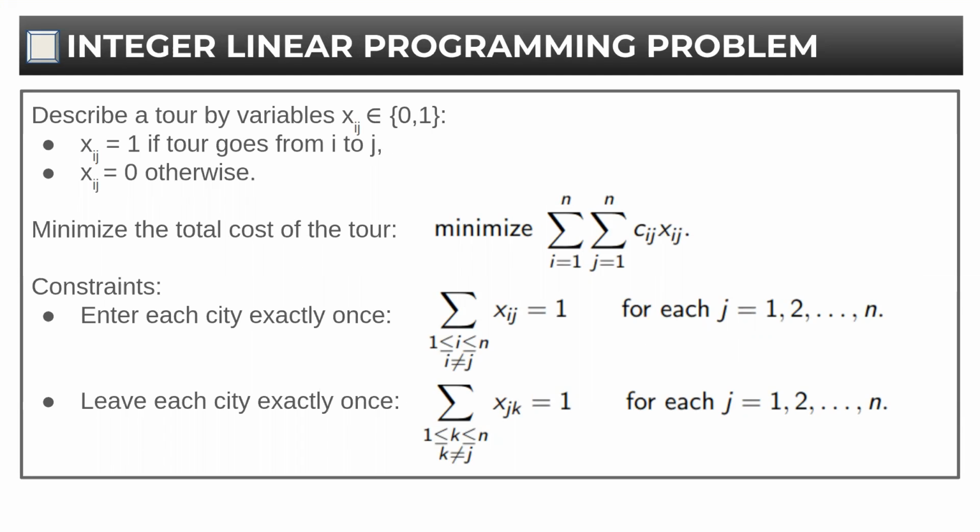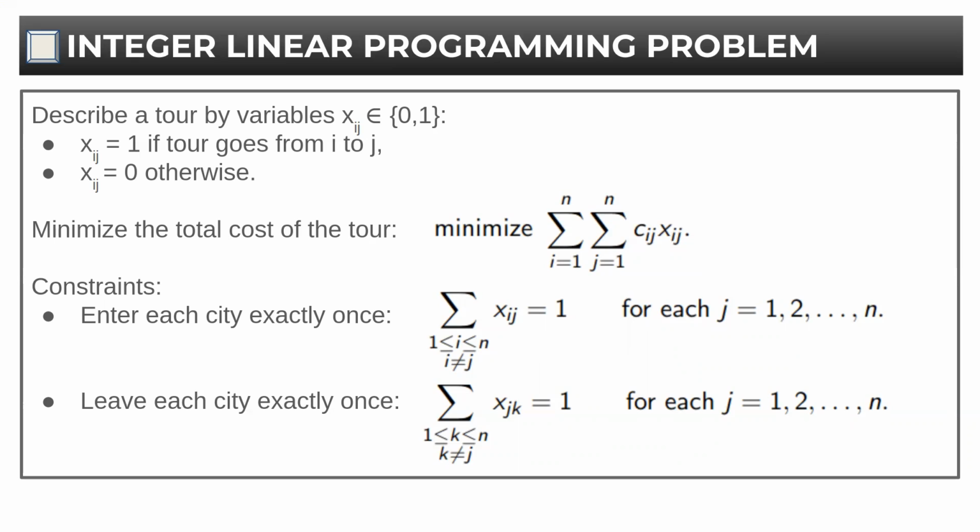We can define TSP as an integer linear programming problem. Let's first describe a tour by variables x_ij, which are binary, that is, they can take the value 0 or 1. x_ij will take the value 1 if the tour goes from i to j and 0 otherwise. That is, if a path exists between i and j, the value will be 1, otherwise 0.